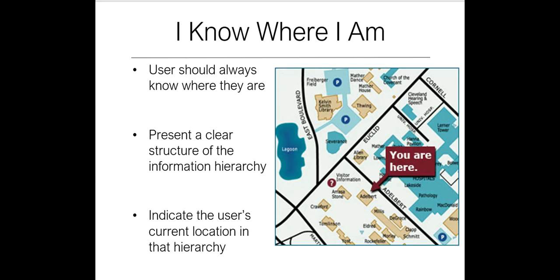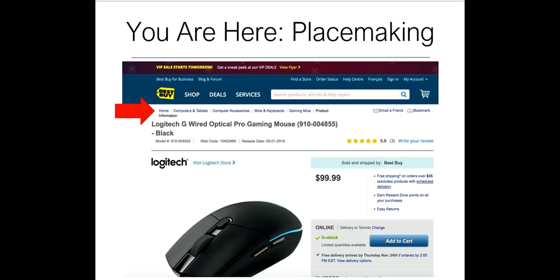And the equivalent to this, showing where you are, is the good old-fashioned breadcrumb that you typically see within many websites. And that's exactly what's being pointed out here, where it says home, computers and tablets, computer accessories, mice and keyboards, gaming mice, and then specific product information. In this case, on the Logitech G Wired Optical Pro gaming mouse. Woohoo! Which is all very cool.